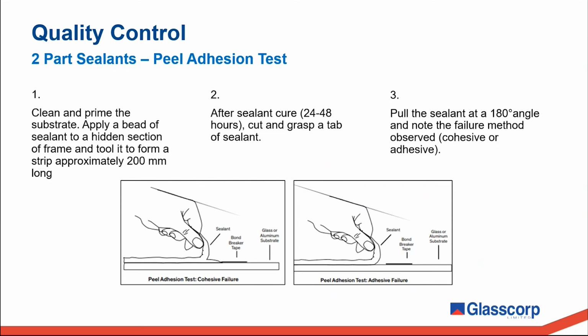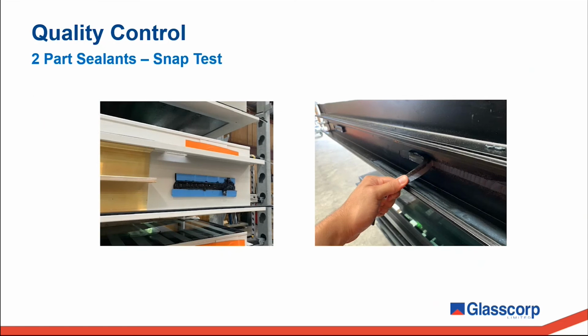We want to see cohesive failure, as shown on the left image here. That is the sealant tearing within itself, as opposed to adhesive failure, shown on the right, which is what happens when the sealant pulls cleanly away from the substrate, as shown here. These images just show a test layout done on the side of the frame on the left. The image on the right shows a strip of sealant being pulled in the adhesion test.